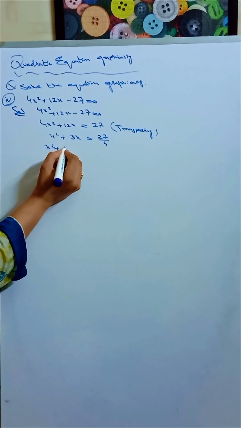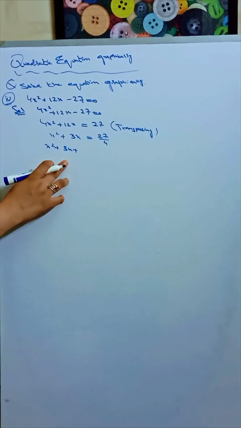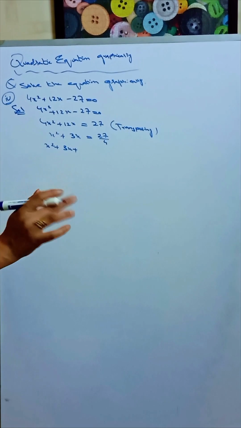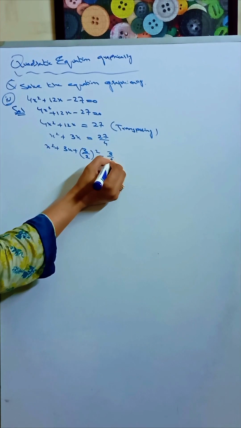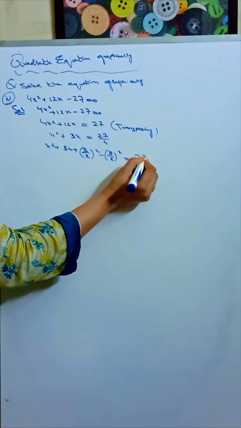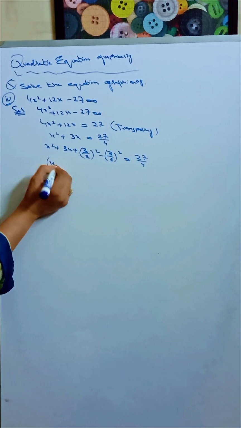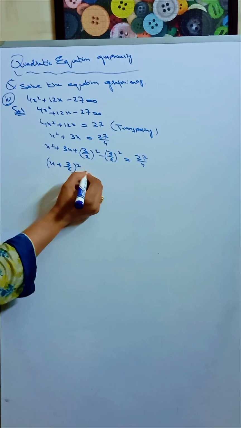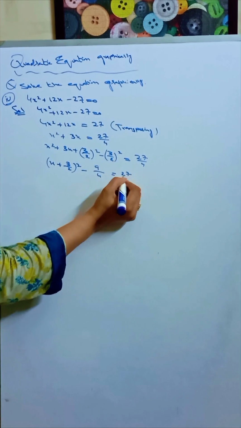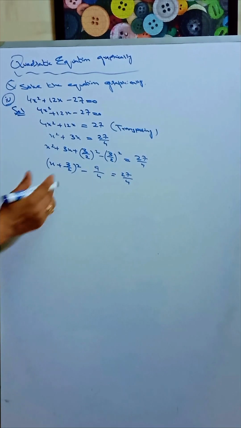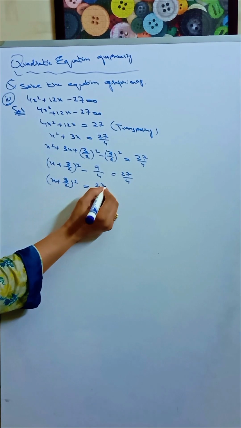Alright, now in the next step what do we do? x squared plus 3x plus half of the coefficient of x. Right now we have 3. Half of the coefficient of x means (3 by 2) whole squared. One time add, one time subtract, equals 27 over 4. I hope it's clear. Now this becomes a complete square: (x plus 3 by 2) whole squared minus 9 by 4 equals 27 over 4.